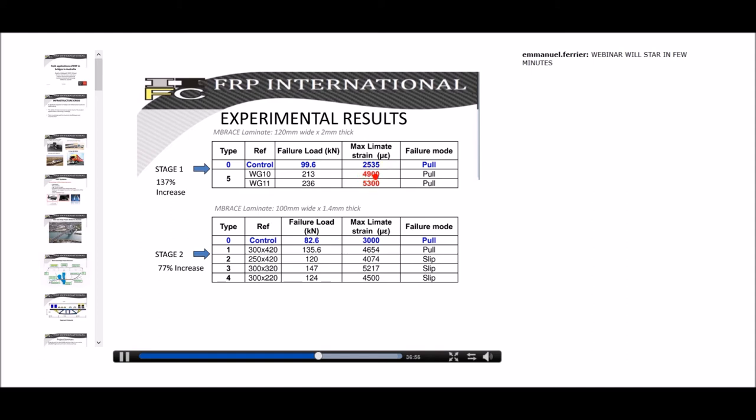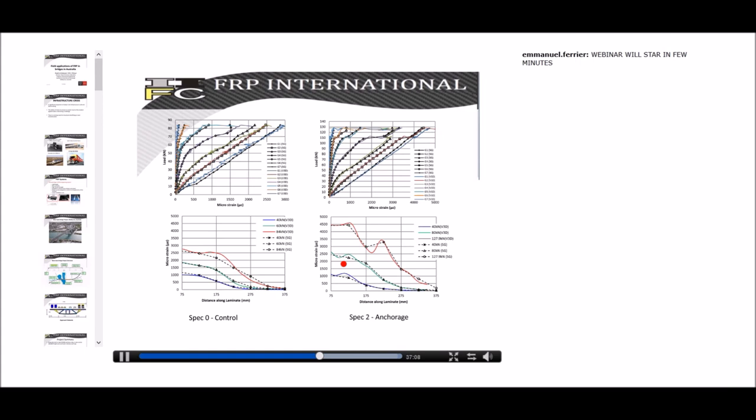When we started using the patch anchors, this is the level of strain that we were achieving, in excess of 0.4%, which is the maximum limit allowed by ACI 440. So it's quite successful, and we were comfortable with these results, and they were repeatable.